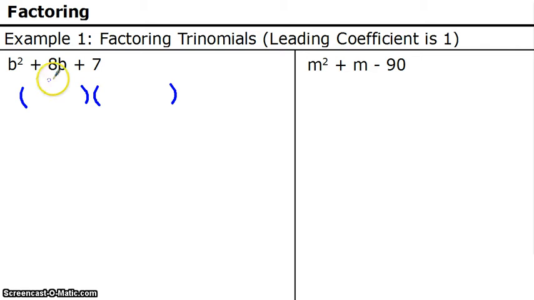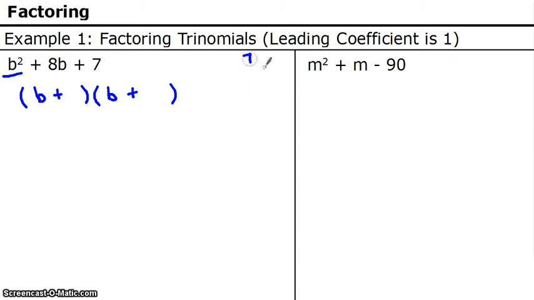Okay, so the first terms, remember FOIL, first terms have to multiply together to equal this first term. So what times what equals b squared? Well, b times b. Remember what we just talked about with the signs. These are both pluses, so these are both going to be pluses. Now here's the tricky part. You have to figure out what numbers multiply to equal 7 and add to equal 8. Multiply to 7, add to equal 8.